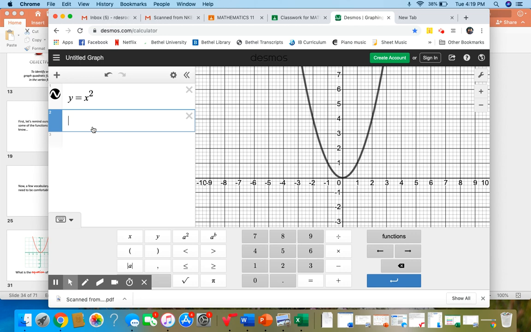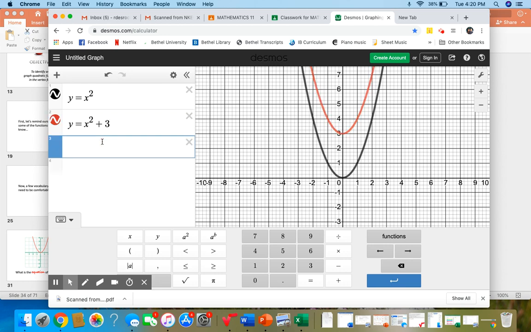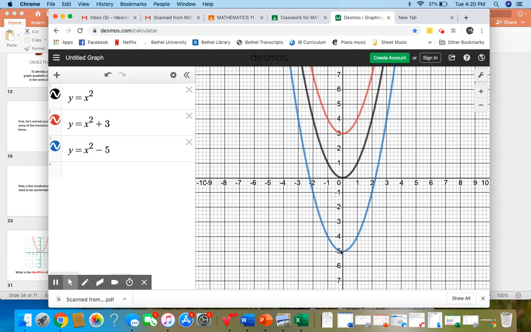Let's take a look at the next one. So y equals x squared plus 3, I think it was. Now, if we watch what happened, we realize that, hey, the vertex moved up 3. And if we try the next one, y equals x squared minus 5. And with this one, I got to get out of here. So you realize that, hey, the vertex went down 5.